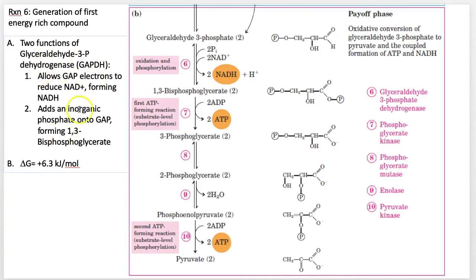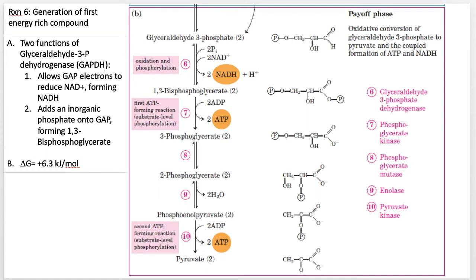We're going to use a dehydrogenase. And what we're going to do is generate our first non-ATP energy molecule. That's NADH, nicotinamide adenine dinucleotide with a hydrogen. I think that's what it's called. Yes. And we're going to do 2 things. This enzyme is awesome. GAPDH is a really, really cool enzyme.